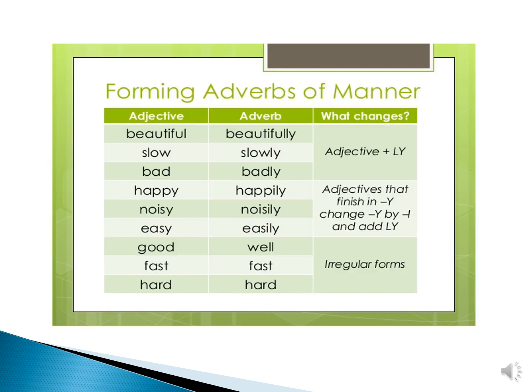These are some examples of how we can form adverbs of manner. Usually, our adverbs of manner come from adjectives. We have examples like beautiful, slow, and bad. However, if our adjectives end with y, remember that you have to change the y and write an i, and then you have to add -ly.